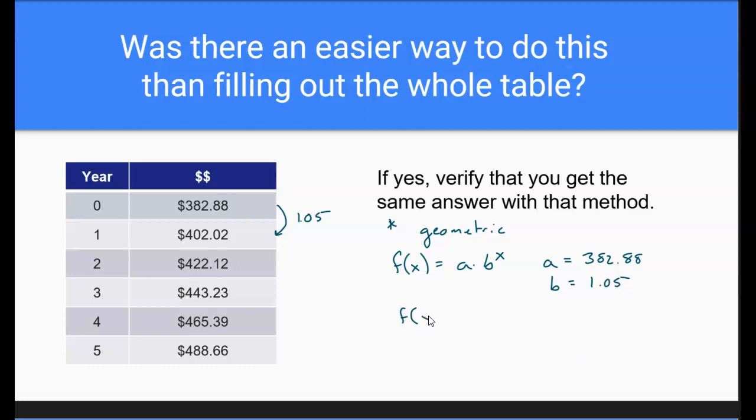We fill that in. f of x is going to be 382.88 times 1.05 to the x. So now all we need to do to figure out 5 years is just plug 5 in for x, right? Because years over here are our input values, which are also known as x. So we're just going to plug in 5 over here, times 1.05 to the 5. And then we put all of that in our calculator. 382.88 times 1.05 to the 5th, I get 488.66.